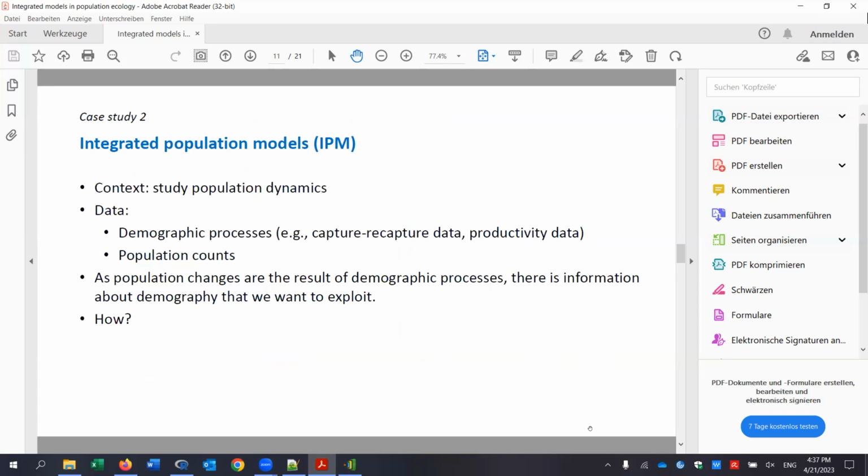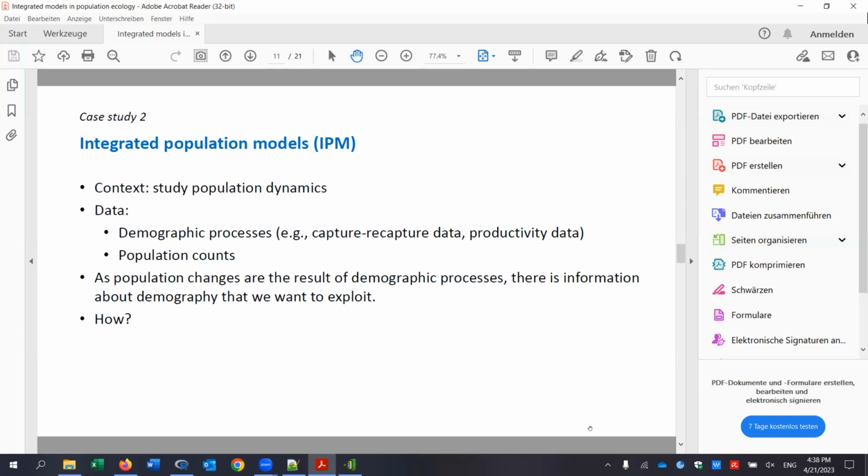Then we go on to the second example, an integrated population model. What we have here is demographic data collected from the individual level and the population level, from a bird population. We have capture-recapture data, and then we have productivity data. This means that perhaps we have visited nests and counted the number of fledglings that each nest has produced. And then we also have counts from the population, meaning that every year we have counted the number of breeding birds, or the population size.